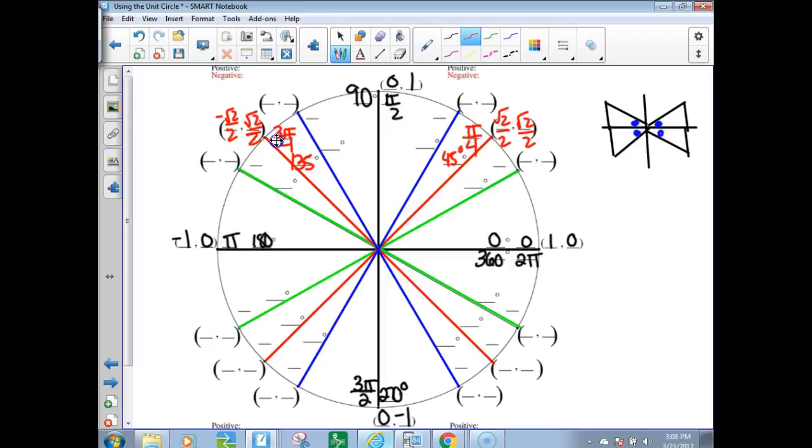Okay, 3 pi over 4, 4 pi over 4 is pi, 5 pi over 4. 180 plus 45 is 225. The signs are both negative and they're both the square root of 2 over 2, the sine and the cosine. 225 plus 45 would be 270. The next one would be 270 plus 45, which is 315.